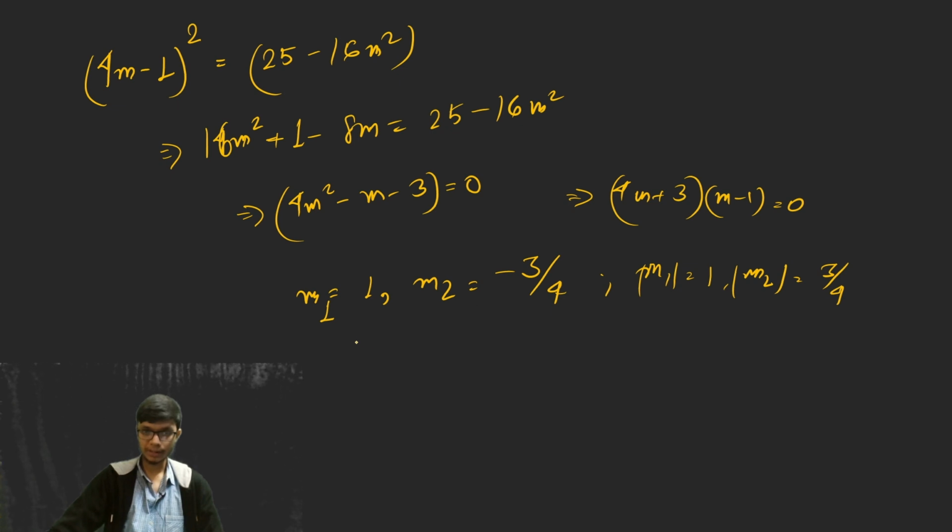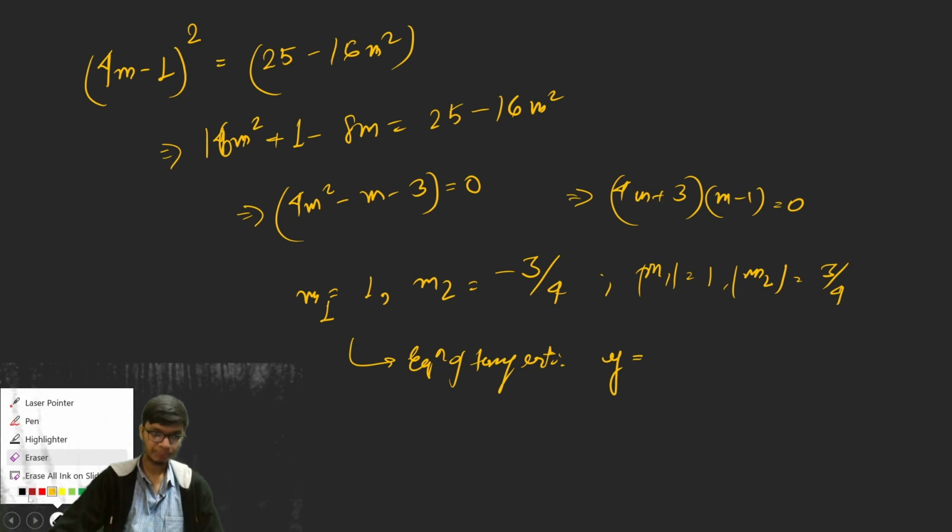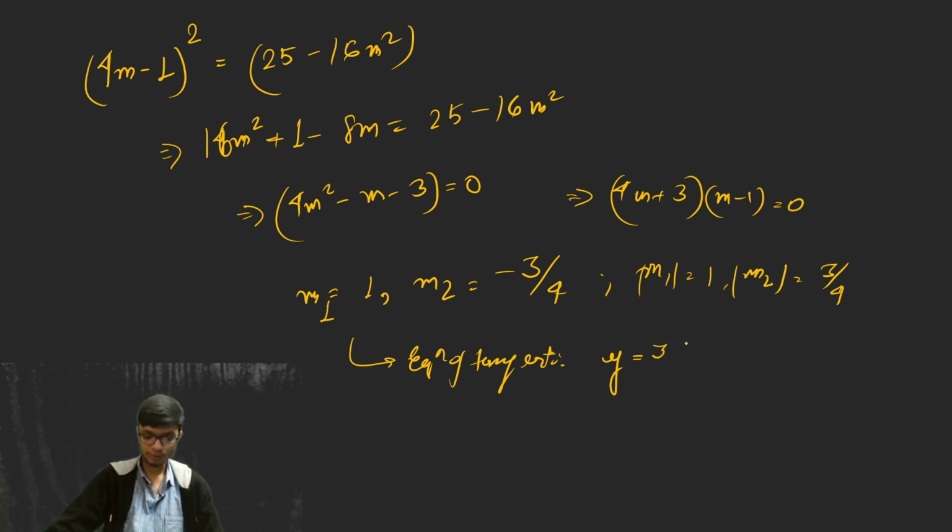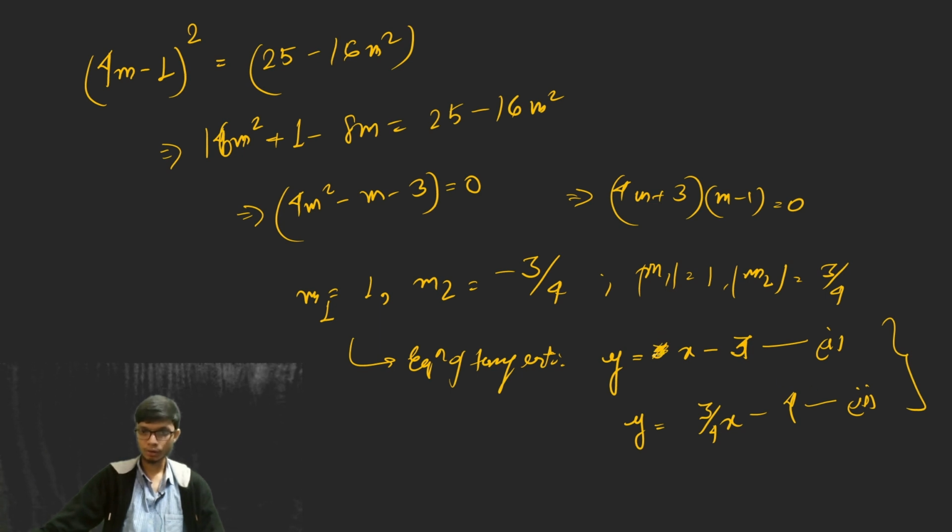Then the equation of tangents become, for the slopes as absolute values of them, one of the tangents will become y is equal to, putting 1 in place of m, x minus 3. This is the first tangent. And the second tangent will become 3 by 4 x minus 4, if you calculate that. So this is the second tangent. So I got the two tangents.